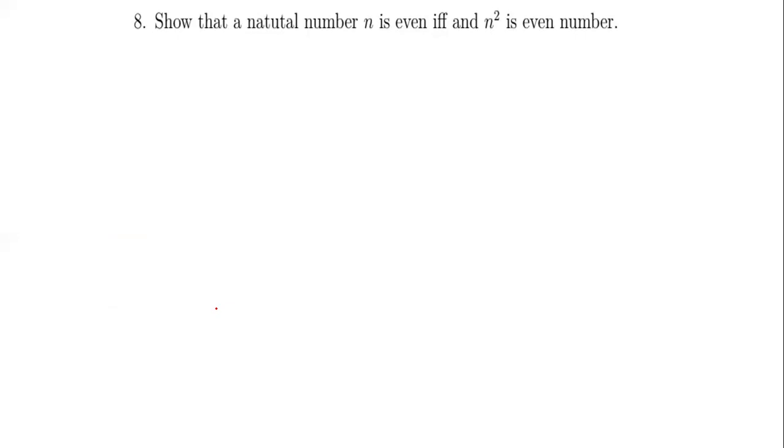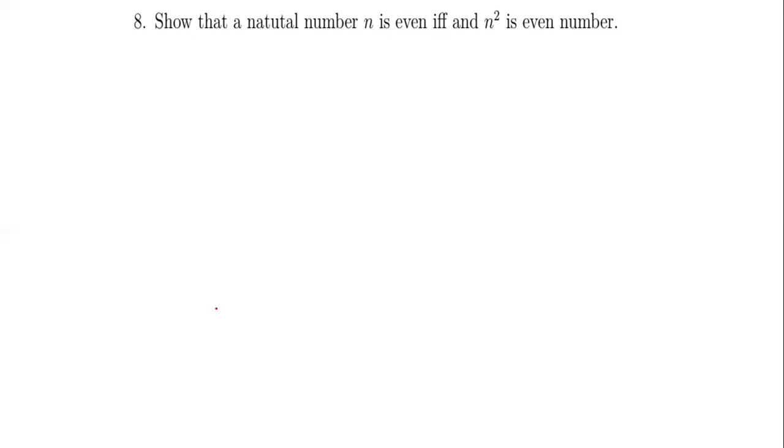Next question is question number 8. It's a theorem. It says, show that a natural number n is even if and only if n square is an even number. So what we are given here is any natural number. If the given natural number is even, then its square is even, and if the square of a certain natural number is even, then the natural number itself is even.